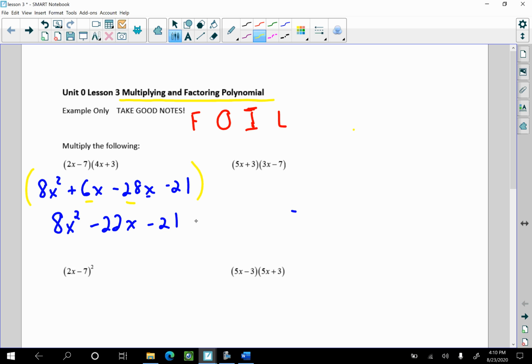On the next page, we're going to start here and end up here. Okay, let's do another example.